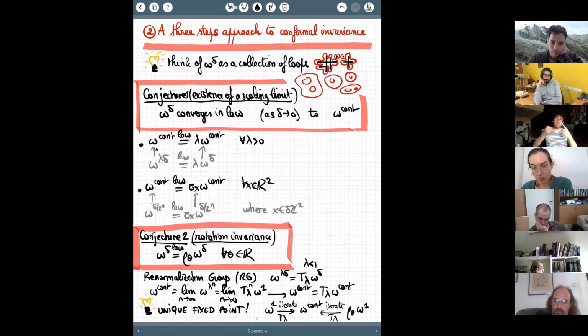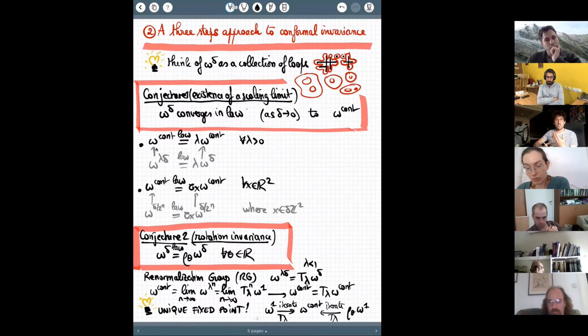Okay? But I would like to highlight one thing which is a little bit unsatisfactory with this argument, which is that the uniqueness of the fixed point is absolutely non-trivial, right? I mean, we know many dynamical systems, fortunately for us, that have many fixed points. So here there is a very strong assumption that indeed implies rotation invariance, but which is absolutely not clear to start with. Okay? So that's the conjecture.